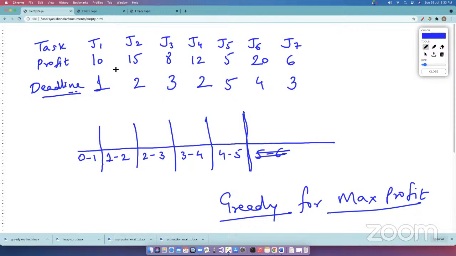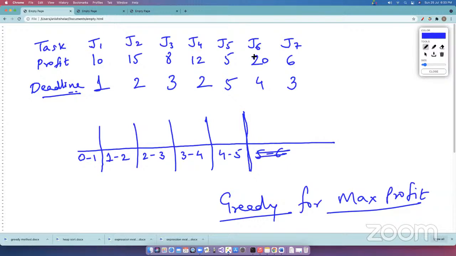Okay. So what will you do as a performer of the job? You will not start doing the job from J1. You will not do it like that. What you will do, you'll say, wait a minute, I am so greedy for the maximum profit that I will see from J1 to J7 which job has the highest profit. Yes, and you will always perform that job first.